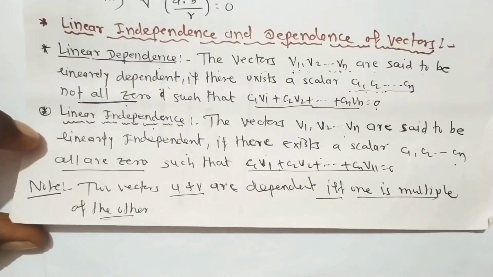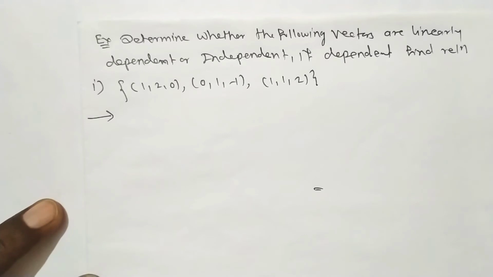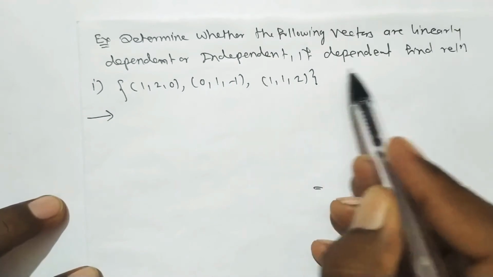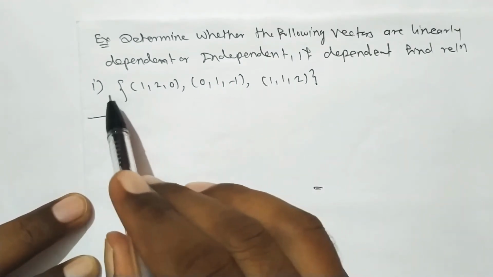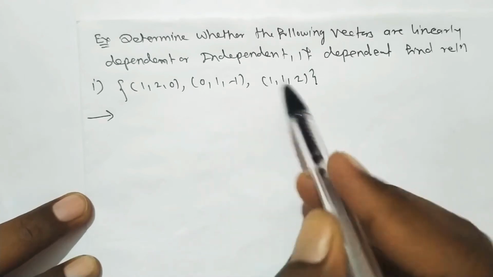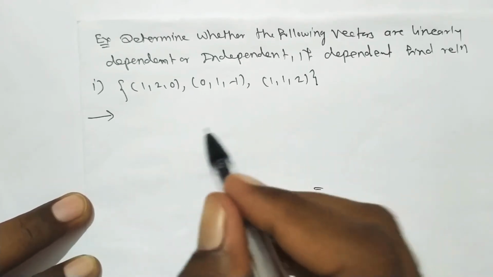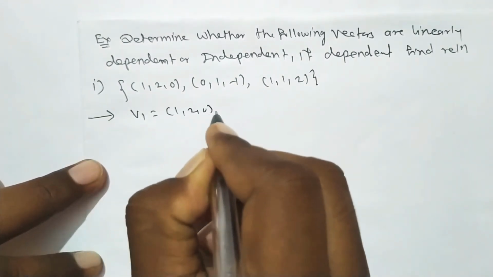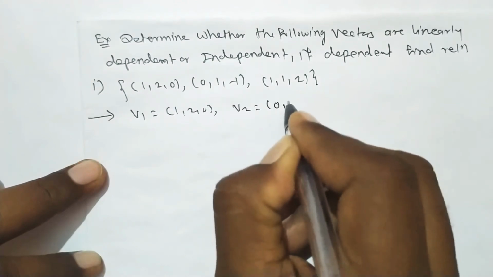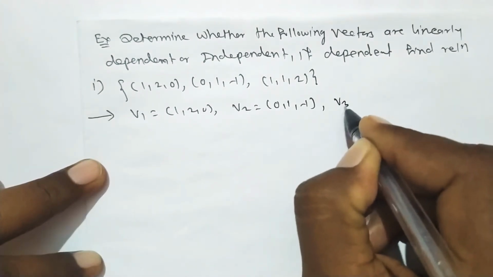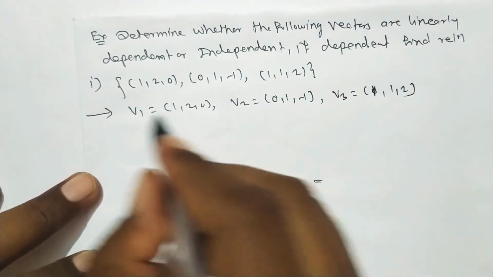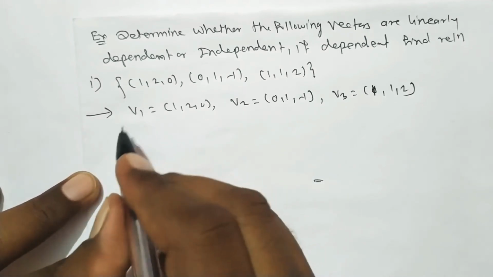Now we will take some problems on linearly dependent and independent. The first problem is: determine whether the following vectors are linearly dependent or independent. If dependent, find the relation. The vectors are 1 2 0, 0 1 minus 1, 1 1 2. Here three vectors are given. Suppose our first vector is v1 equal to 1 2 0, the second vector is v2, that is 0 1 minus 1, and the third vector is v3, that is 1 1 2. We have to check whether these three vectors are linearly independent or dependent.